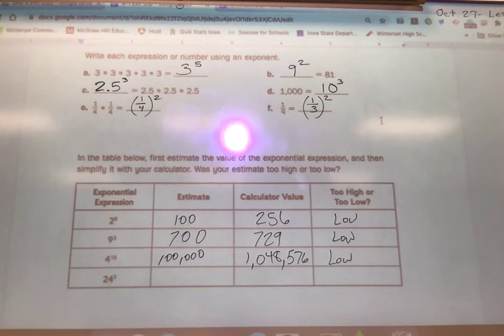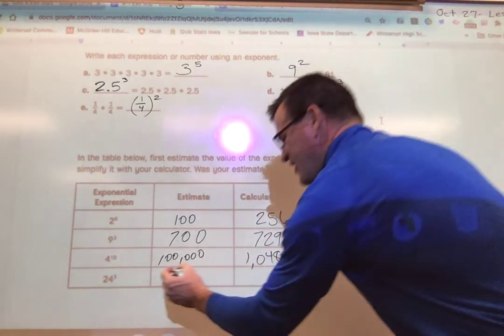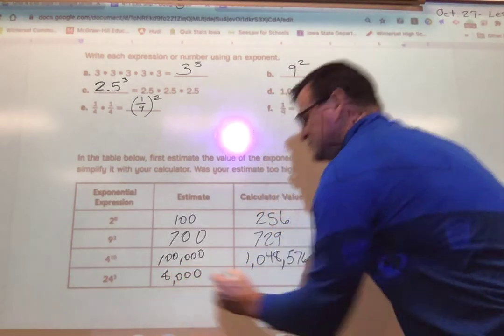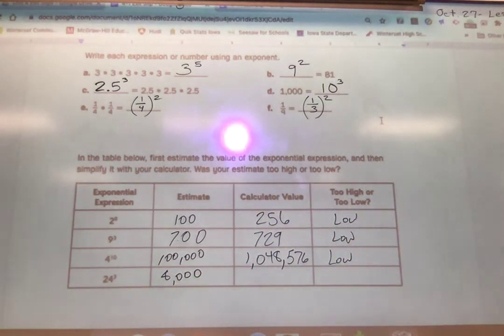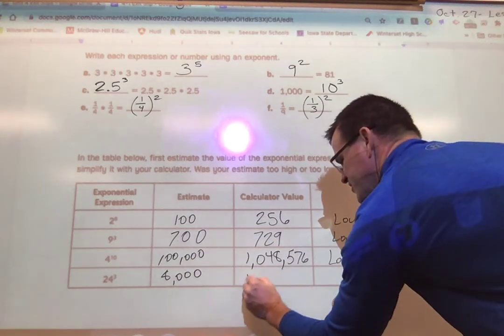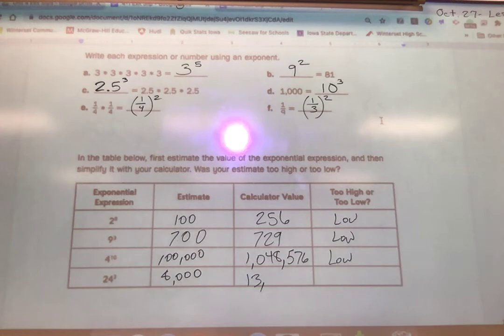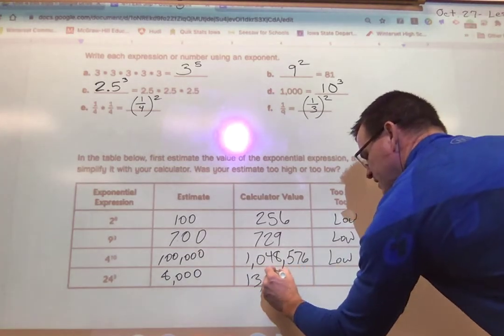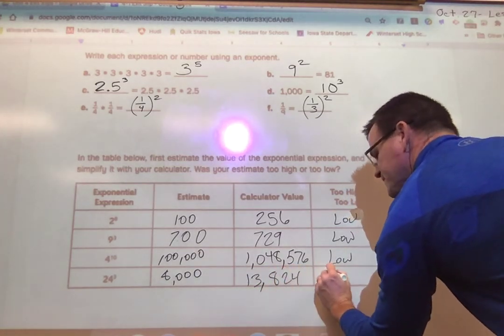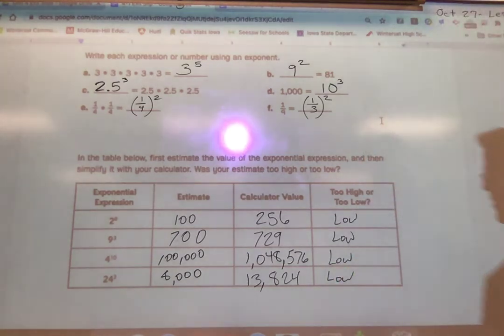For 24 to the 3rd power, I'm just going to do a little estimate, like 20 to the 3rd power. 20 times 20 is 400, and 400 times 20 more, well, maybe around 8,000. And if I do the work, 24 times 24 times 24 on my calculator, I will get 13,824. Again, my estimate was a little too low on most of them, which is what we normally see.